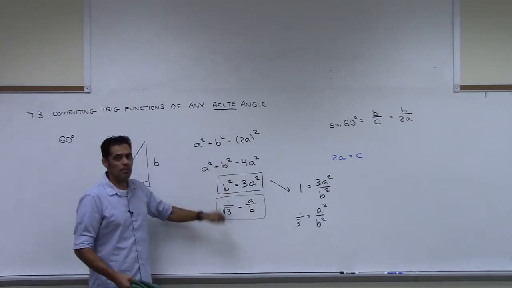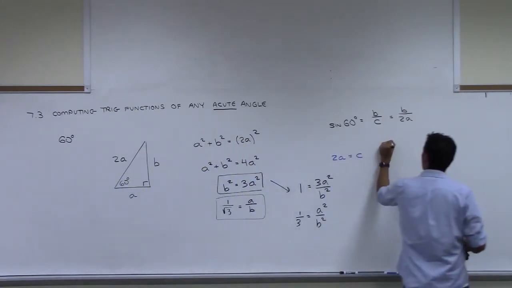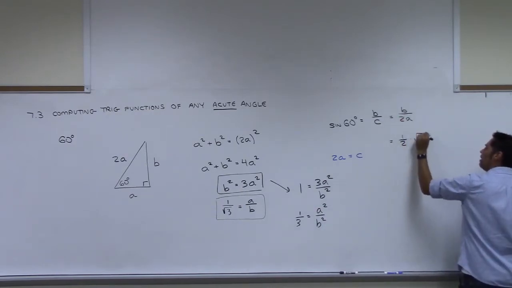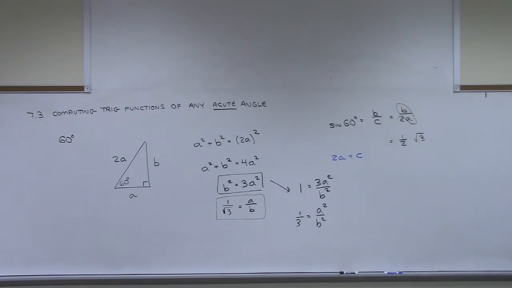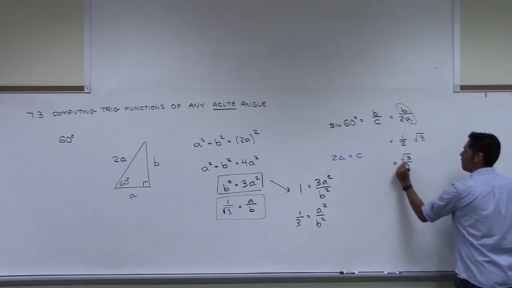So what is B over A? Just root 3. So do you agree that this would become 1/2, that's the 2 on the bottom, times root 3? Because that's your B over A. And that's just root 3 over 2.